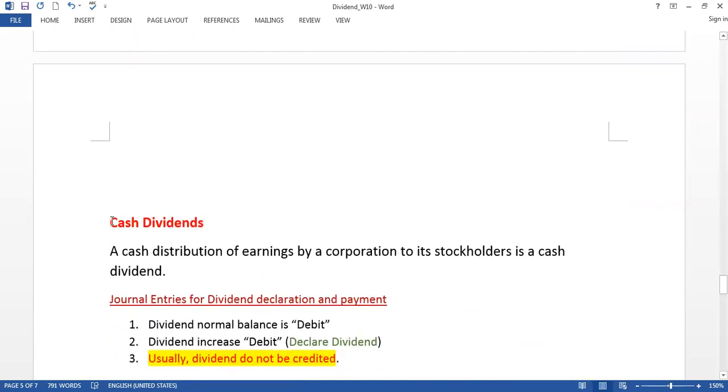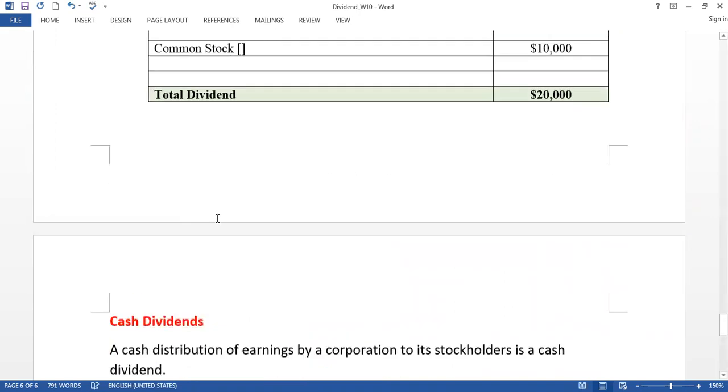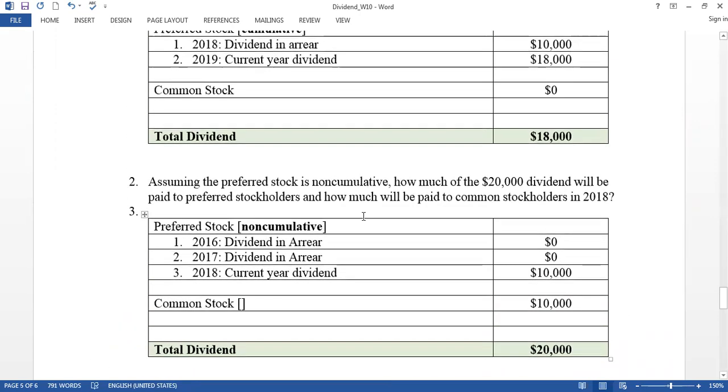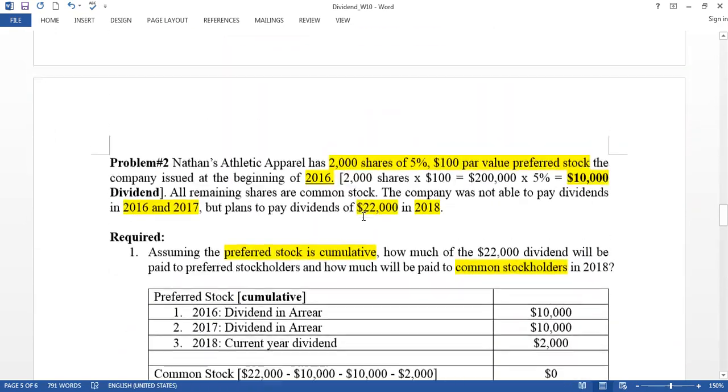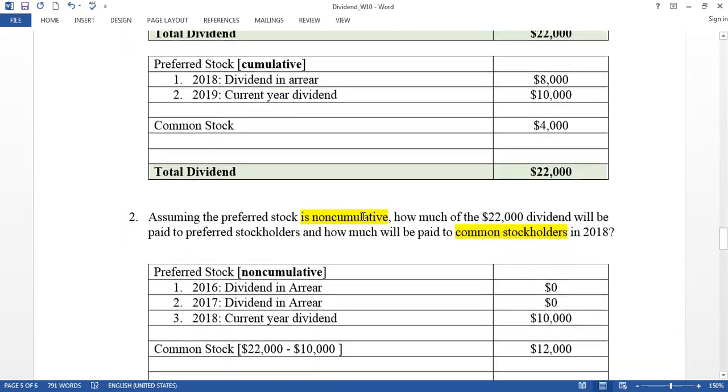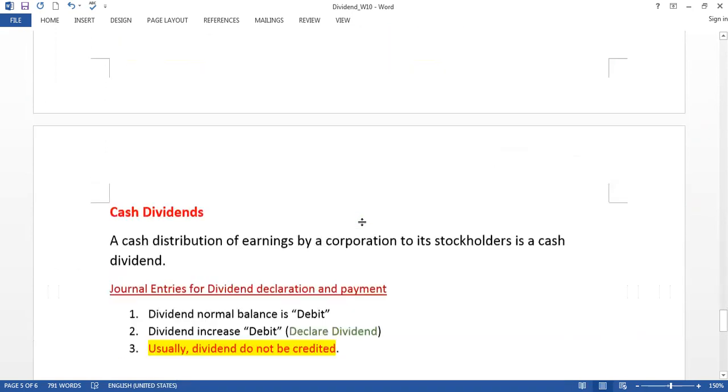So this is about how to distribute dividend to the shareholders. This topic is how to distribute dividend to the shareholders. Now I am going to show you the journal entries.